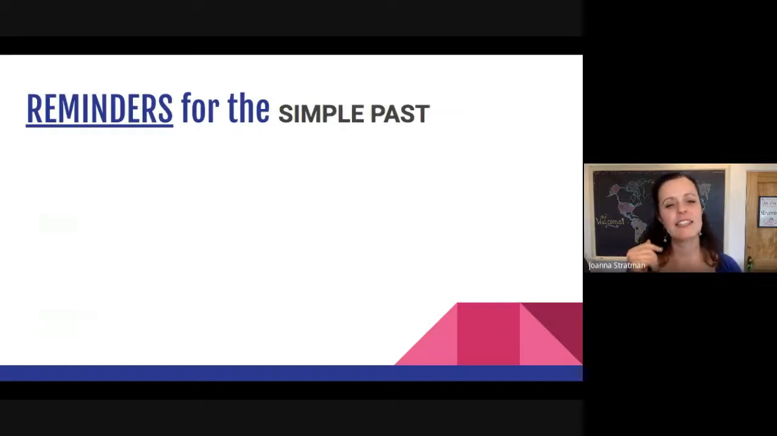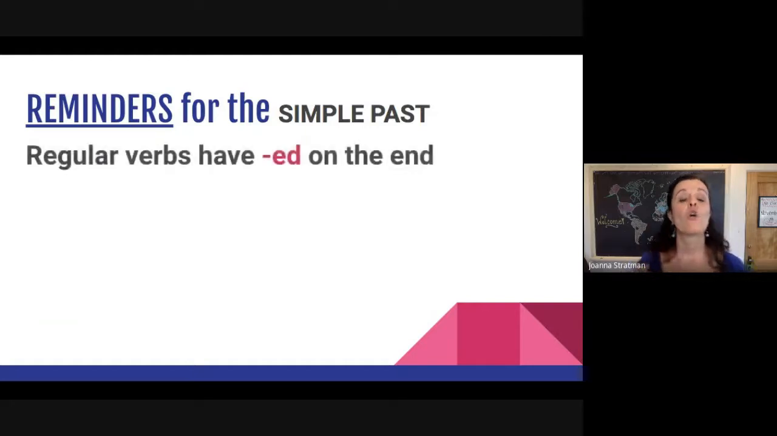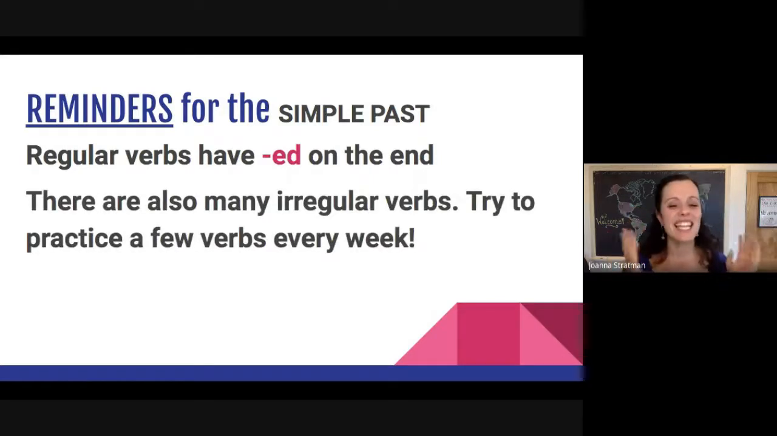Next, my friends, let's look at some reminders for the simple past. Regular verbs have ed on the end. Words like walked or worked or wanted are all examples of a regular verb with ed on the end. But of course, in English, there are also many irregular verbs. That means they are not regular.